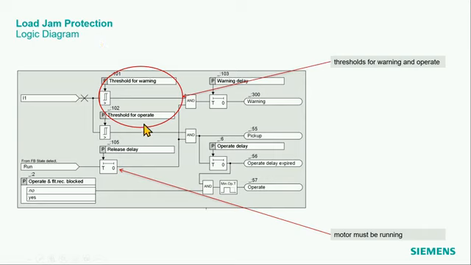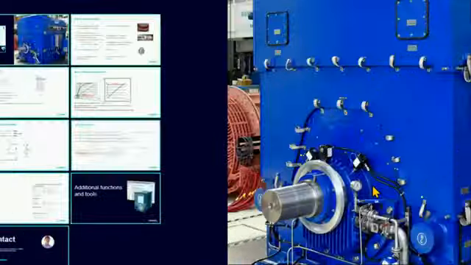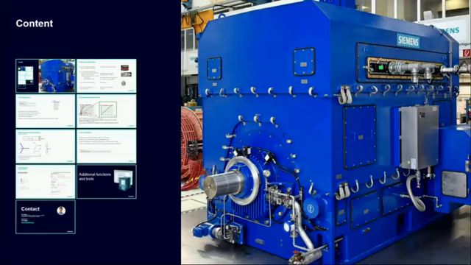Okay, so I have two thresholds, a warning and an operate threshold. I measure the positive sequence current, and those two thresholds work on the positive sequence current. And here I pick up an operate signal. So if I exceed these values, especially the operate value, then I go into this AND gate. And after this release delay timer has elapsed, the AND gate becomes 1. The output gives a pickup and also the operate signal. So that's basically all for this load jam protection.